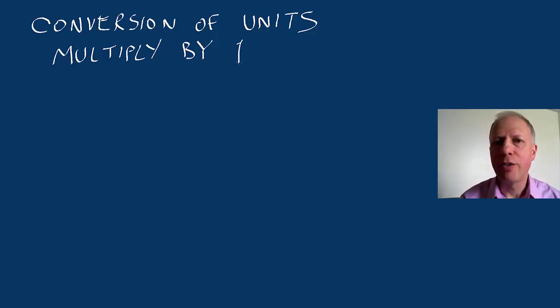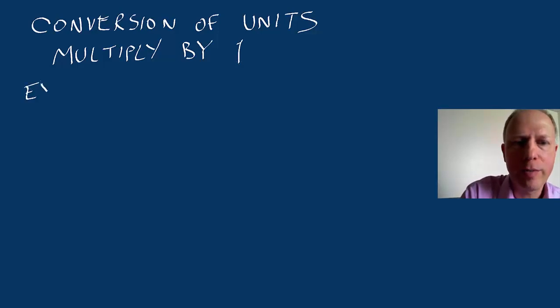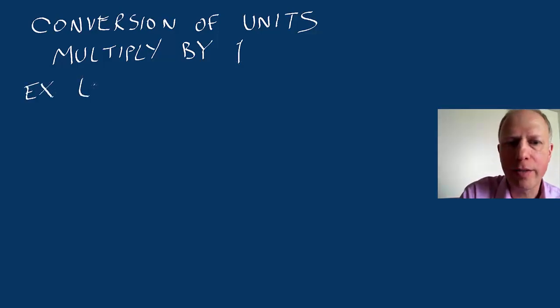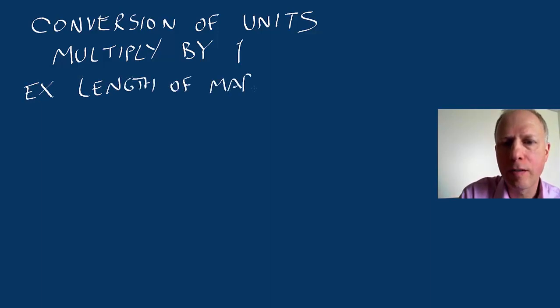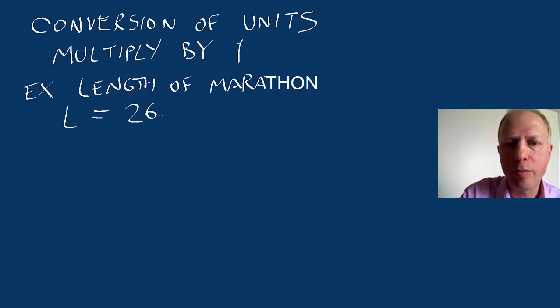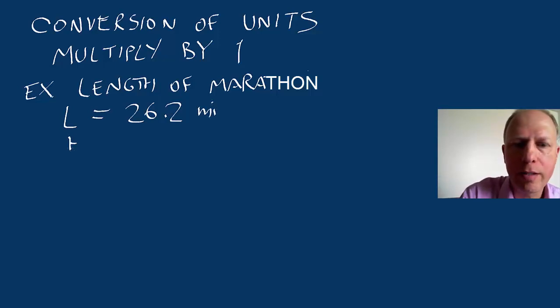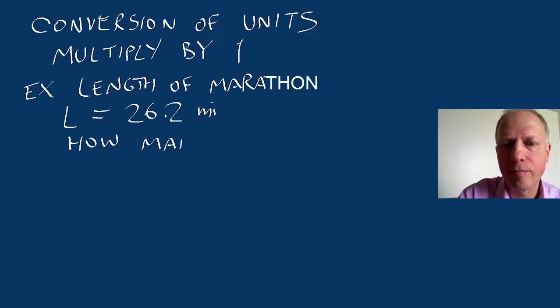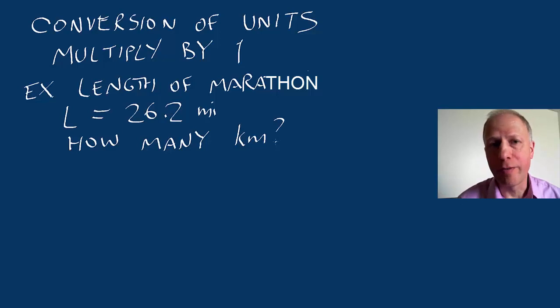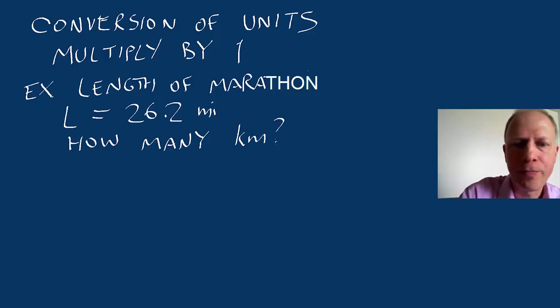But the thing is, you need to have a judicious choice of the form of the number 1. So let me do an example to illustrate my method. The length of a marathon race. It is 26.2 miles, and I want to know how many kilometers that is. We frequently want to convert things in miles into more sensible SI units.